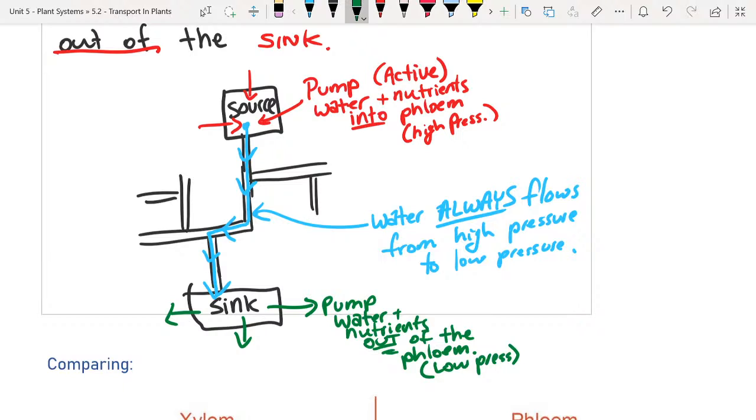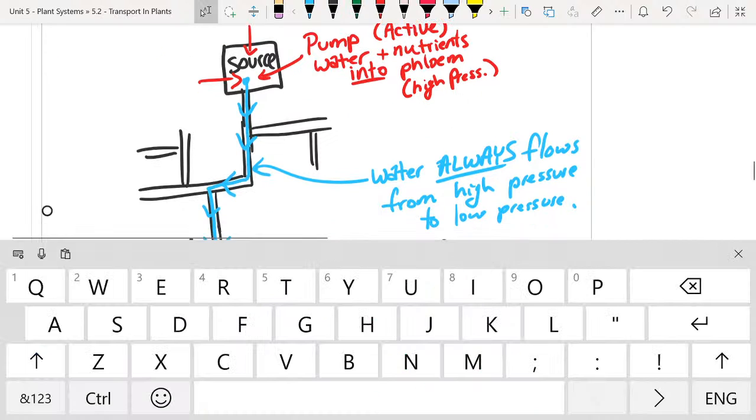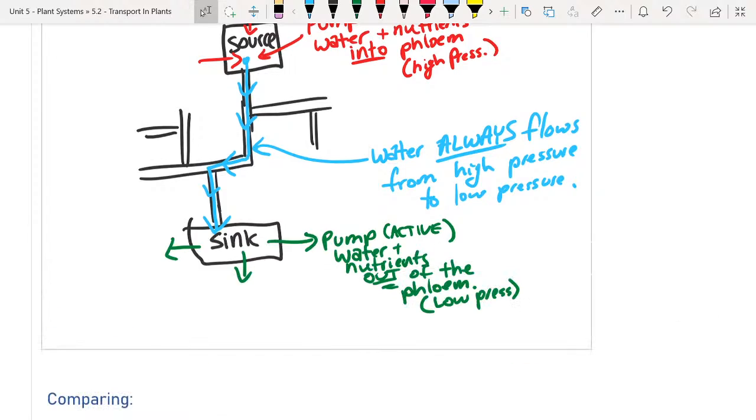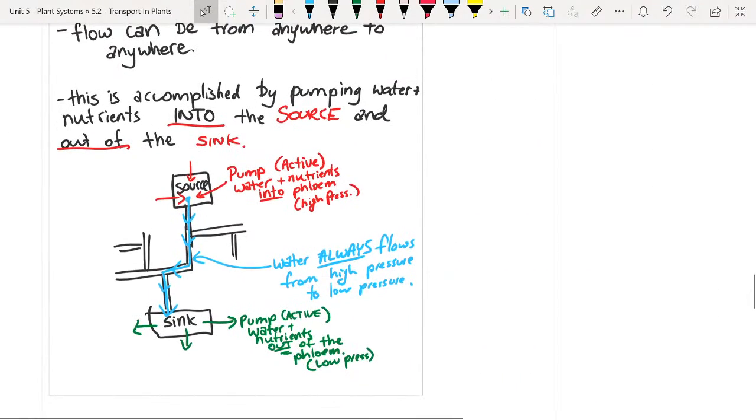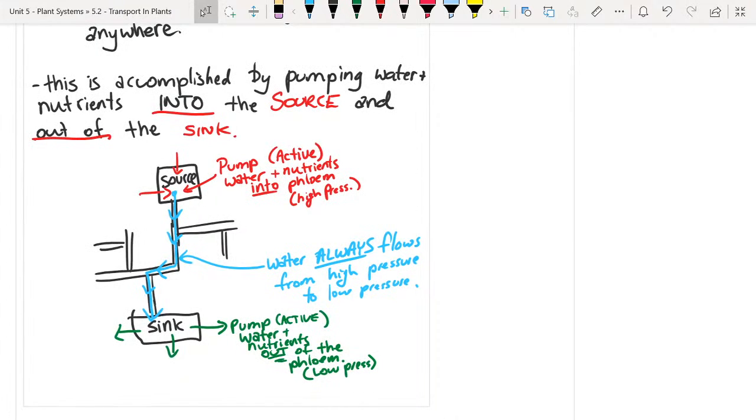The only thing to keep in mind is that these are active processes. This doesn't just happen naturally. The cell has to make it happen. They have to say, this is where we want to pump in, this is where we want to pump out. It's pretty incredible that it's able to do that. It has a fairly robust control system. But there you have it. Does that make sense?